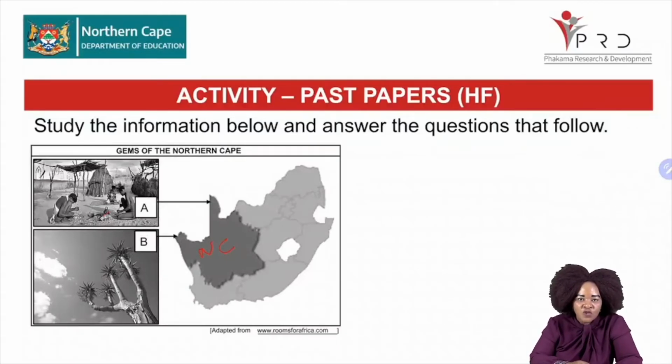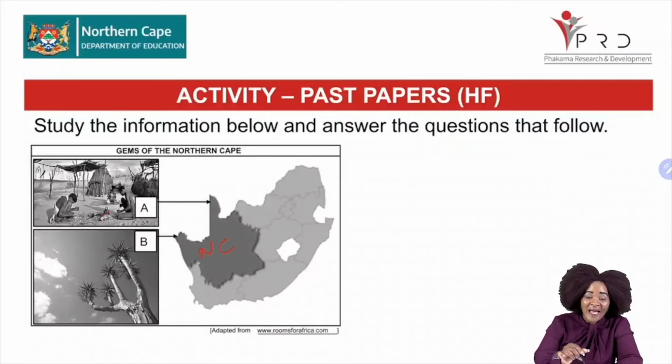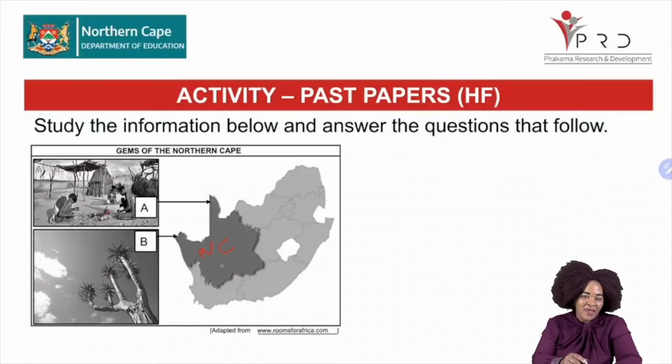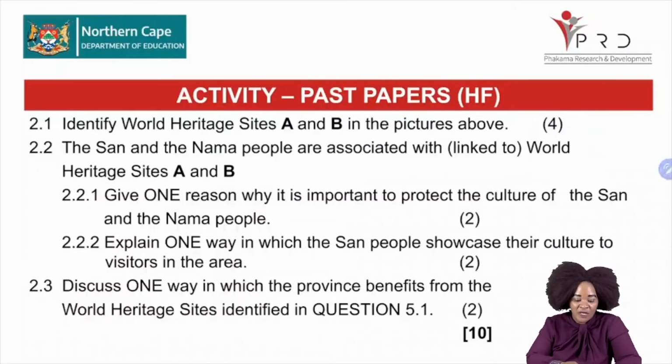And then you also know that in the Northern Cape, you have 2 World Heritage Sites. I'm not going to name them because you're supposed to give me the answer when we get to the question. So this is the Northern Cape. I'm giving you a clue, grade 12 learners, and then it means you will have to identify now the 2 World Heritage Sites that are there in the Northern Cape. Let's look at the question.